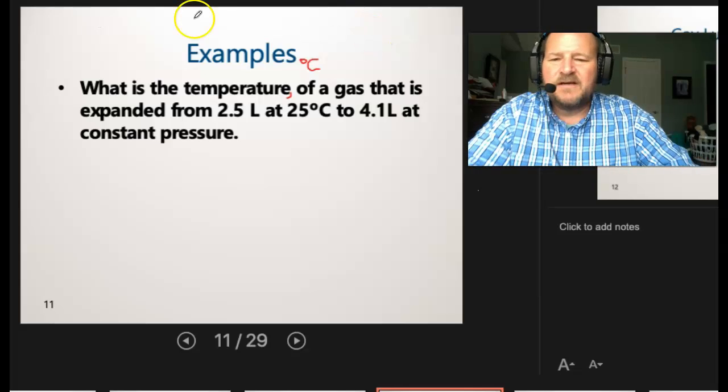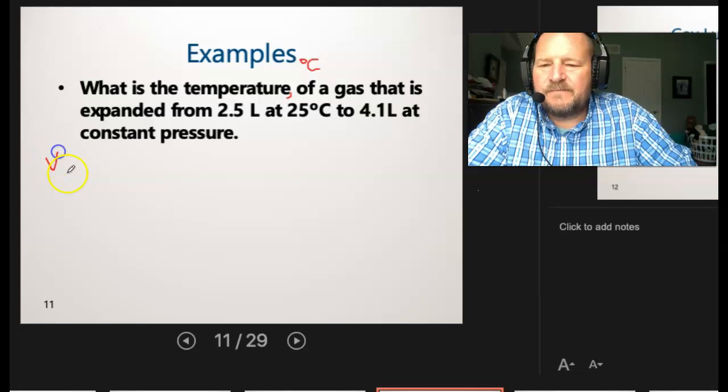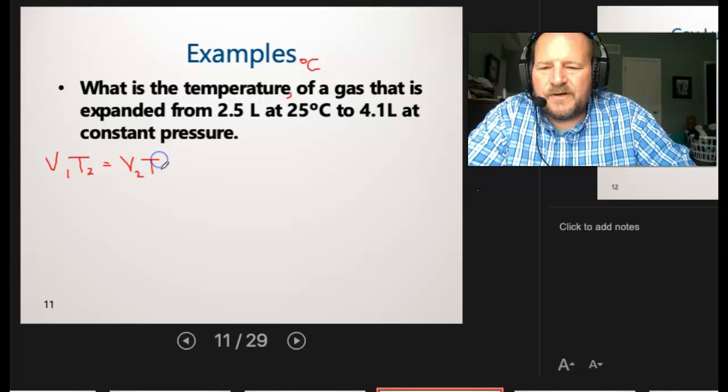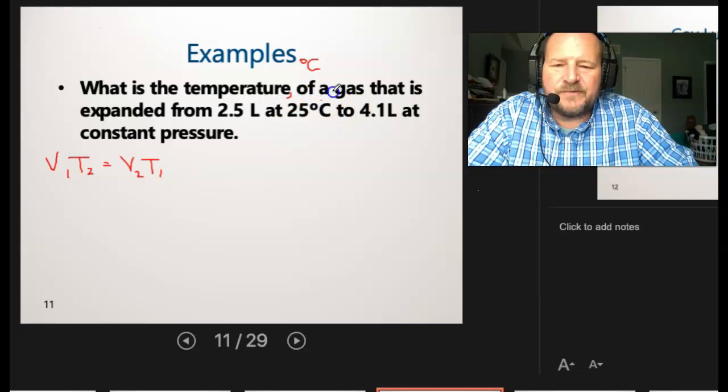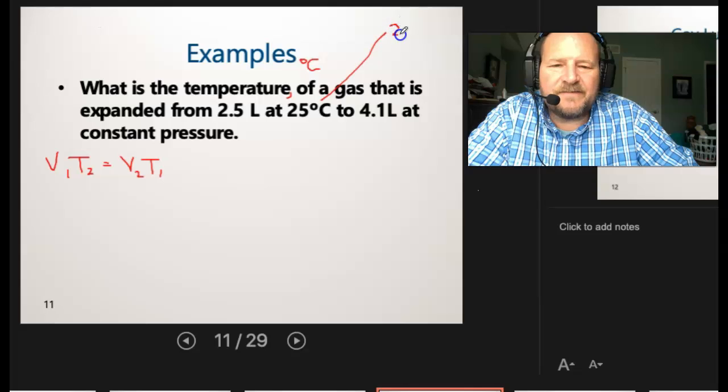All right, so V1 over T2 is equal to V2 over T1. First thing we're going to do, we're going to convert, right? 273 plus 25, that's going to be 298 Kelvin.